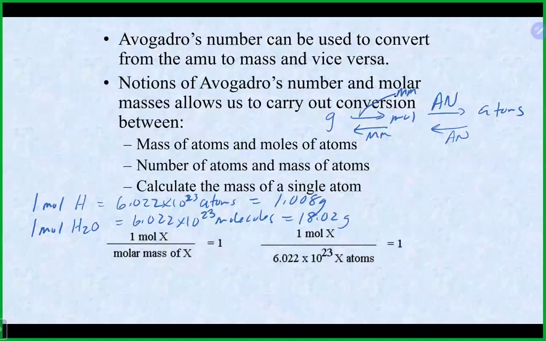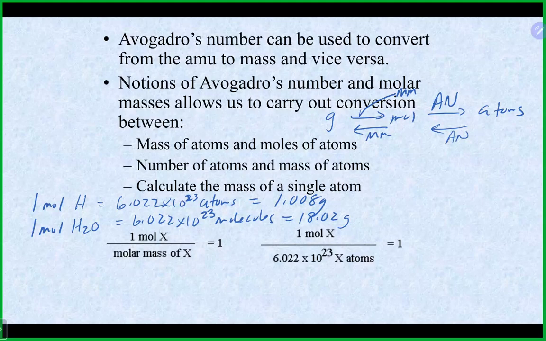People learn Avogadro's number and they want to use it in every calculation they ever do, and you definitely should not do that. So here's the deal. If you do not hear anything or see anything in the problem that mentions atoms or molecules or asks you to solve for atoms or molecules, you should leave Avogadro's number on the side. You should not use it.